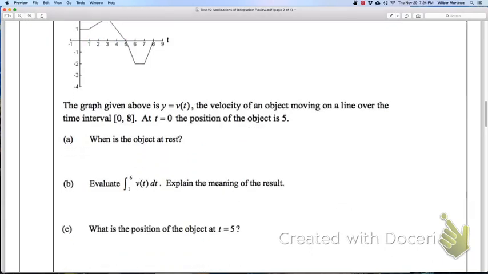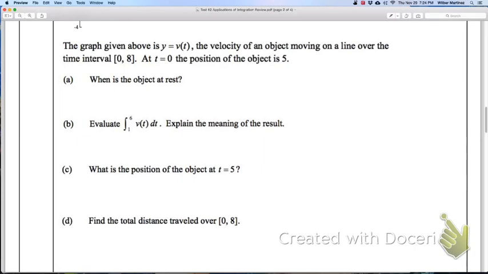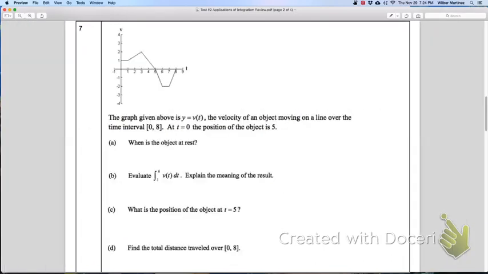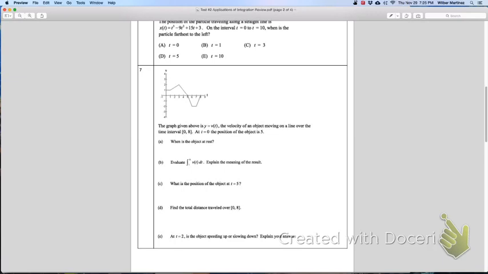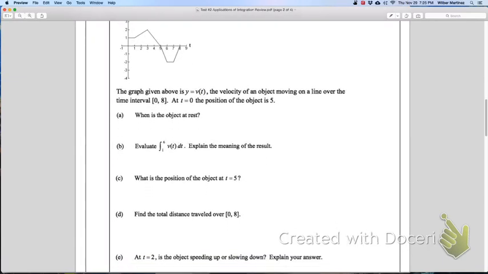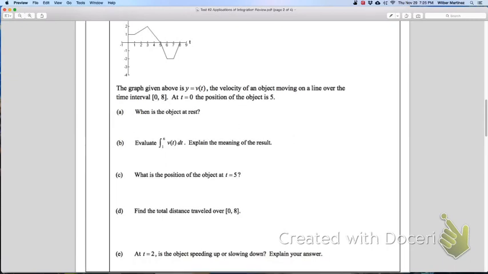Looking at part C, it says what is the position of the object at t equals 5. So looking back up here at the graph, let's see if I can zoom out just a little bit so you guys can see all these questions at once. There we go. So for part C, it says, what is the position of the object at t equals 5? Well, that would be essentially where it starts. So notice we have this initial condition. It starts at a position of 5.